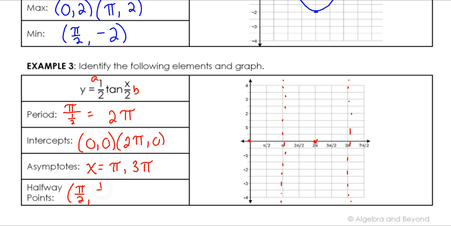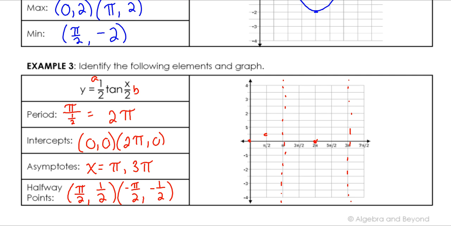And then the y-coordinate is the a value. So pi over 2, 1/2. Let's put that there. And it's also going to be at negative pi over 4b, so negative pi over 2, and the negative of a, so negative 1/2. So on our graph, it's kind of hard to see that, but it helps me to get the general idea of what the shape of this graph looks like.